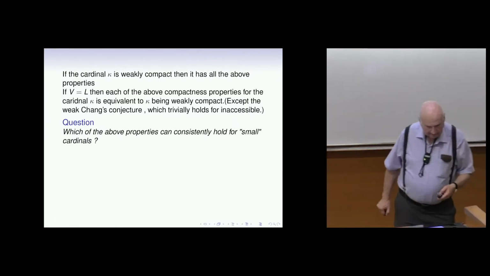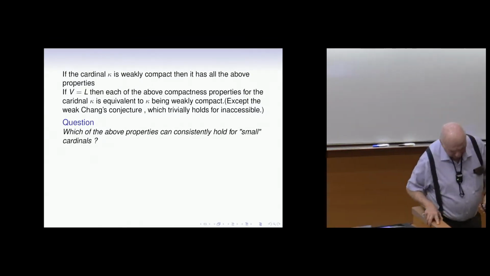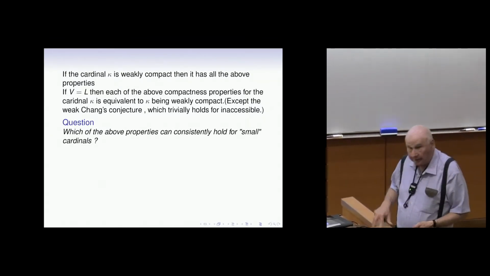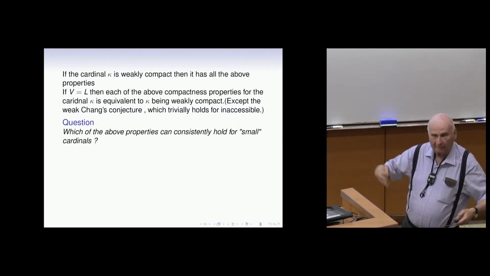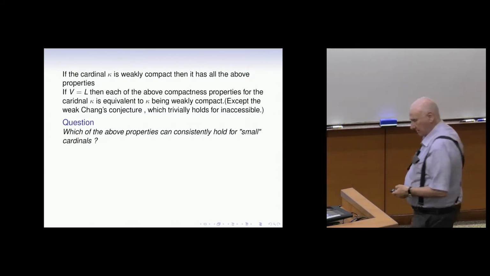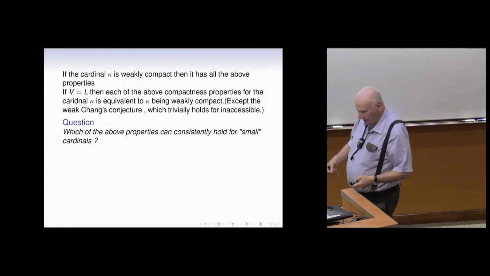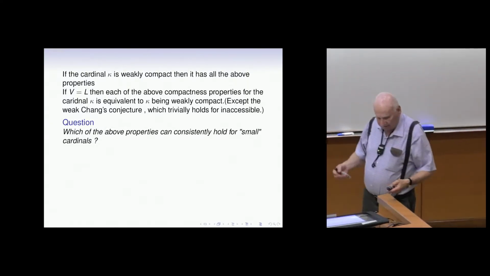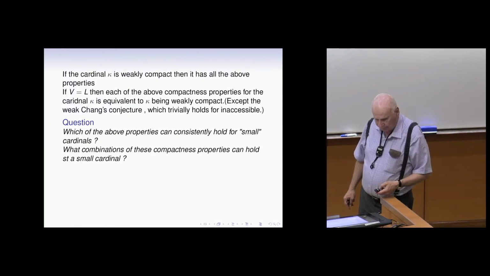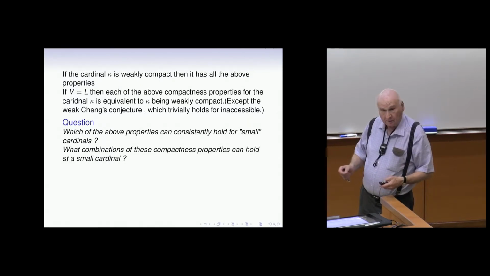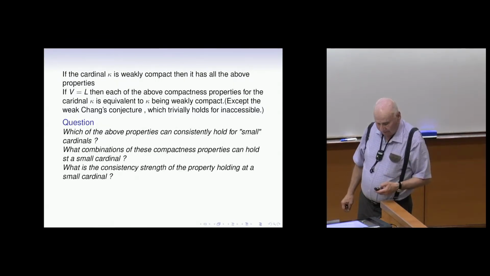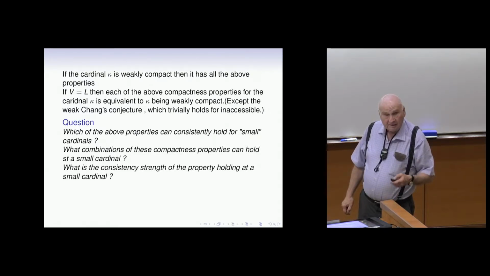Okay, now the question, which is, I think, a central question for many of us in combinatorial set theory, is to what extent these properties of large cardinals can consistently hold for relatively small cardinals. So this is, to what extent it's really unique to the large cardinal, or you can have small cardinals with the same properties. Another question is which combinations of these compactness properties can hold at a small cardinal. To what extent can the small cardinal look like the big inaccessible cardinal? What is the consistency strength of having a small cardinal satisfying these properties?